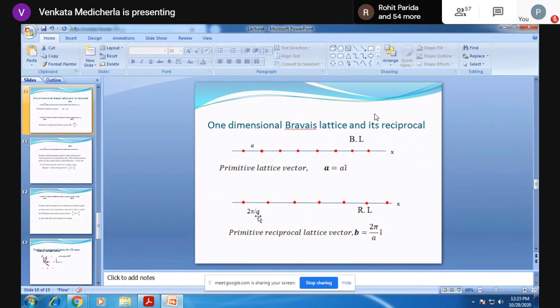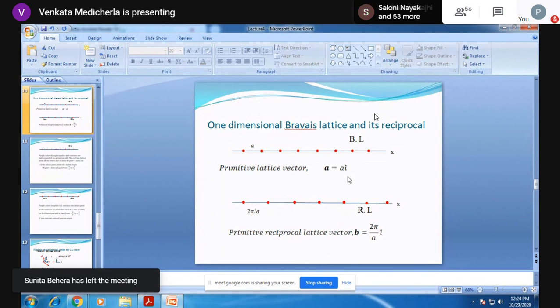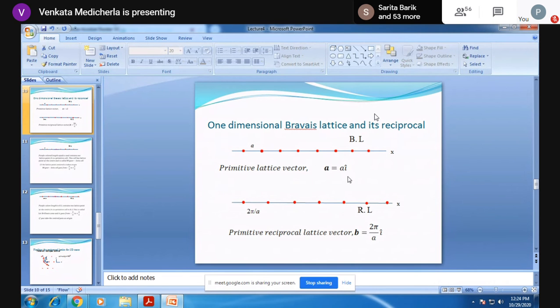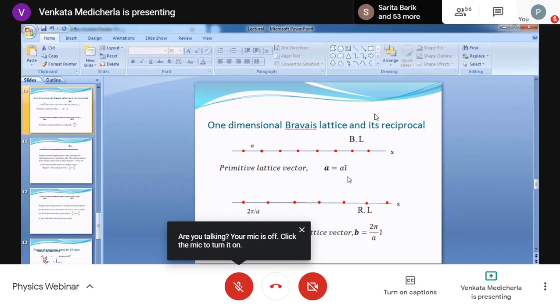That's the only difference. Now this primitive reciprocal lattice vector, if you want to write it as B, that is 2 pi by a into i cap. The original lattice is a into i cap. So that means in a one-dimensional lattice, the lattice parameter just gets inverted with a multiple of 2 pi, 1 by a into 2 pi. That's what it is.